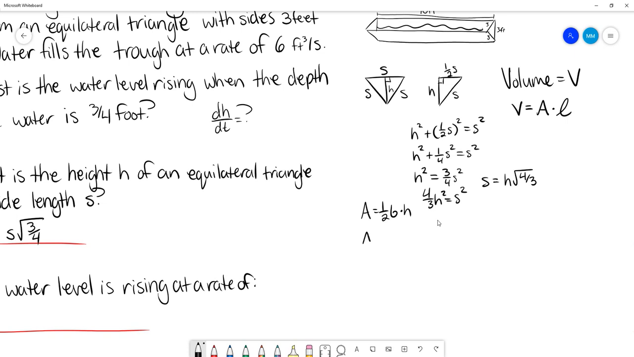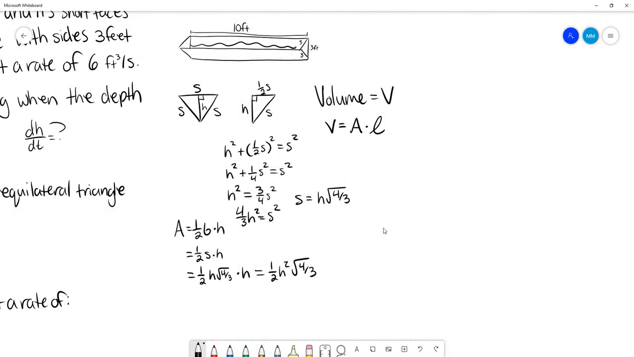Now, if I want the area, that's going to be 1/2 S times H, which turns into 1/2 this times H, or 1/2 H squared, square root of 4/3. That's our area. And our length is obviously 10 feet, so our volume becomes 10 times 1/2 H squared times square root of 4/3, and I could simplify that to 5, because 10 times 1/2 is 5.